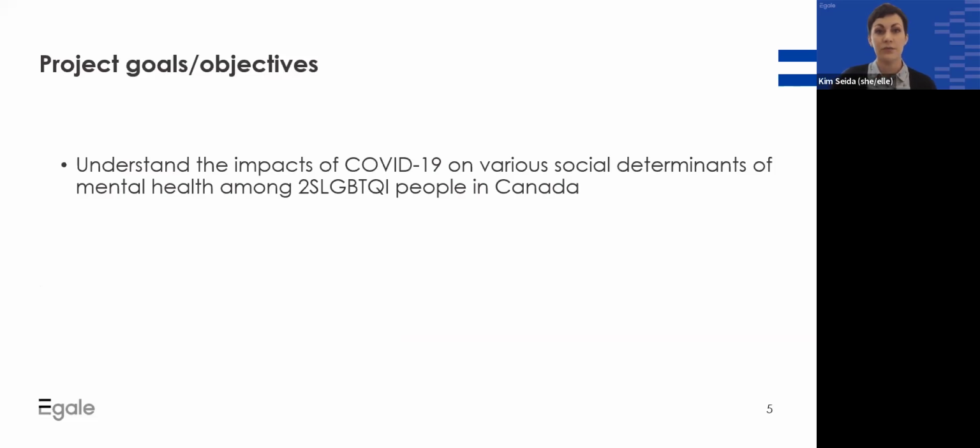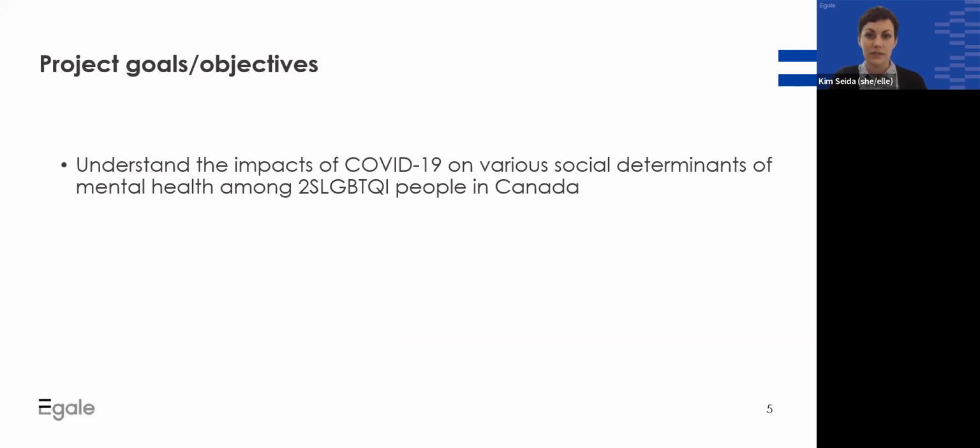So the project had a few goals and objectives. The first objective of our project was to understand the impacts of COVID-19 on various social determinants of mental health among 2SLGBTQI people in Canada. So what do I mean when I say social determinants of mental health?